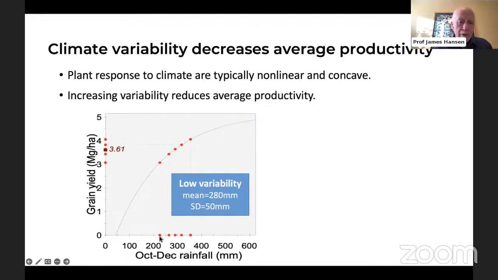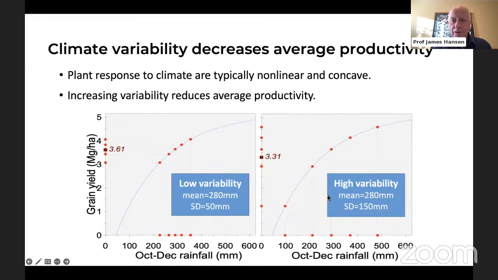For any given year, you can read up on the graph the rainfall amount, see where it intersects the curve, go to the left, and you'll see the amount of yield associated with that particular amount of rainfall. Well, this is a simplification from reality, but it's just to illustrate a point. So we have 5 years of rainfall, the corresponding yields, and the average yield is 3.6 tons per hectare.